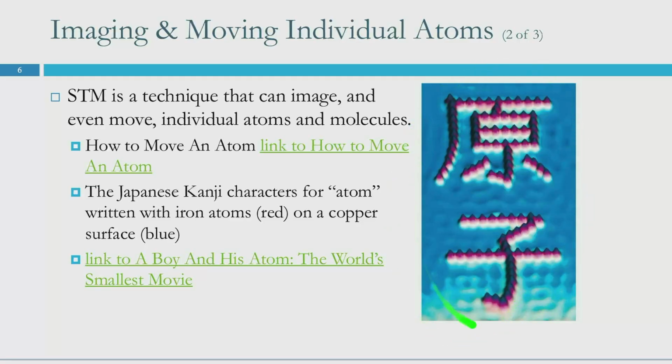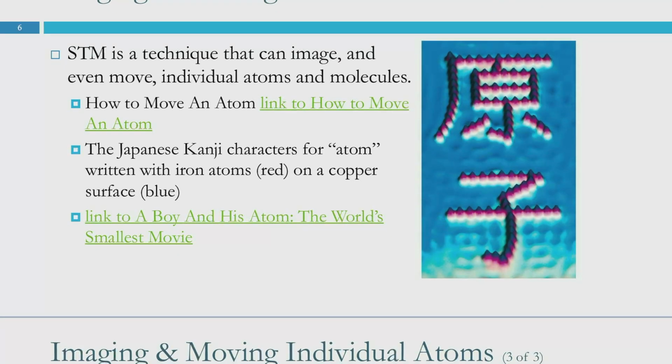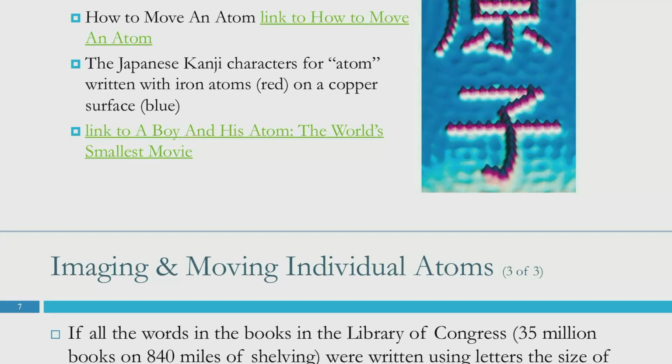So this is a picture of iron atoms on a copper surface that is the Japanese kanji for atom. Some scientists in a lab moved these iron atoms on the surface of copper to spell out this kanji. And then they took a picture of it, or rendered a picture of it. You can also, this link to A Boy and His Atom is the world's smallest movie. They moved atoms around and made a little stop motion film of a boy and his little ball. It's like 60 seconds or something. But the frame that they used for that is on the nanometer scale, so it's really, really small.